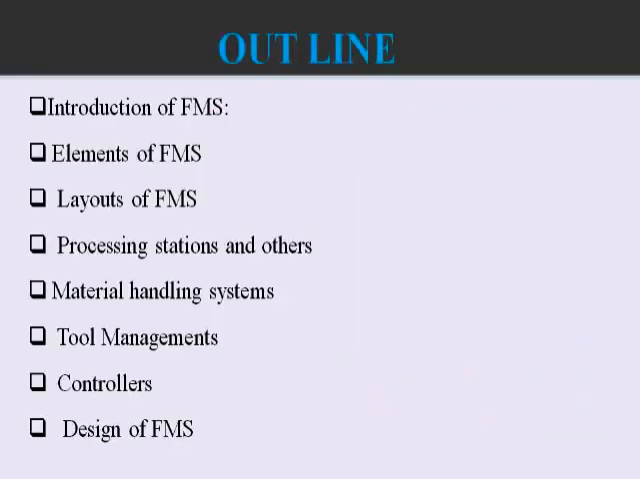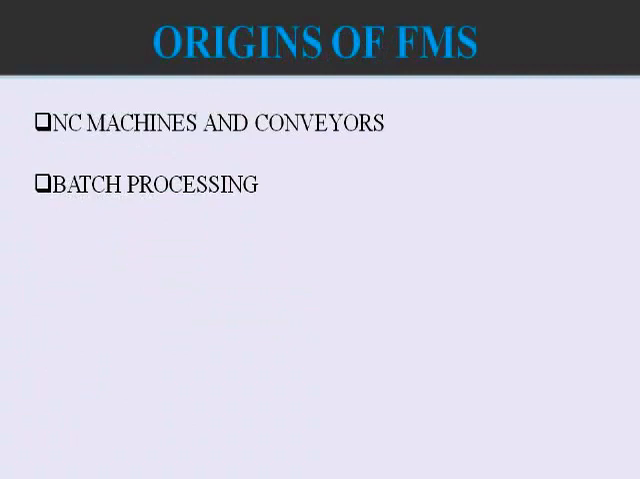The outline of the course is the introduction, elements of FMS, the layout of FMS, processing stations and others, material handling systems, tool management, controllers, and design of FMS. The origin of FMS is because of numerical control machines and automated conveyor systems, because NC or CNC machines are important components. The transfer of work parts between the machines is by automatic conveyor.